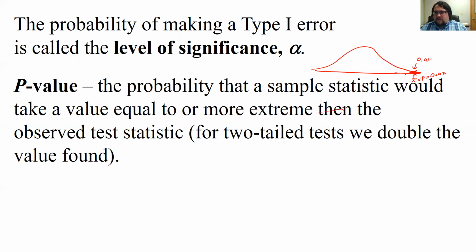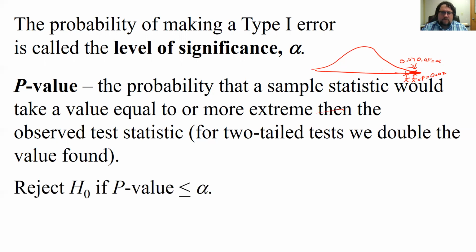Now, let's say you did the research and instead you got a value over here and it came out to be 7%. Well, no, if my alpha is 5%, that's more than my alpha. You need to get more extreme. It's not extreme enough. It's got to be less than 5% for me to make that assumption. So that's kind of how this is going to work out.